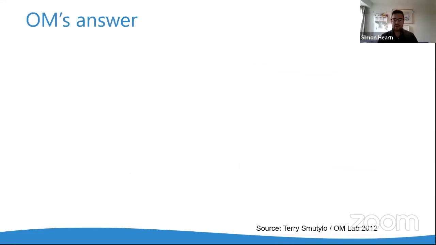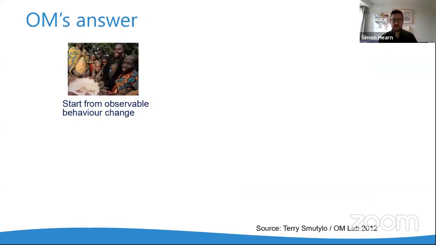Outcome mapping provides a number of starting points, a number of perspectives to help us. The first one is that it starts from observable behavior change. Any kind of objective or goal that we have in our development projects can be broken down into what people are doing differently, how organizations are working differently. This all comes down to behavior, and outcome mapping tries to get everything down into behavior which you can actually see.